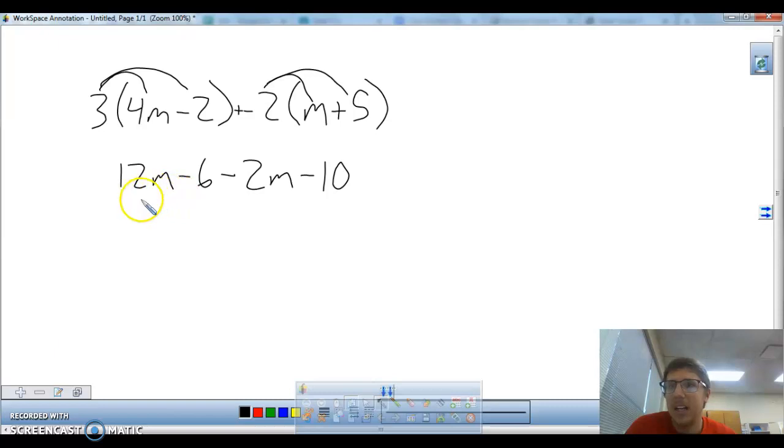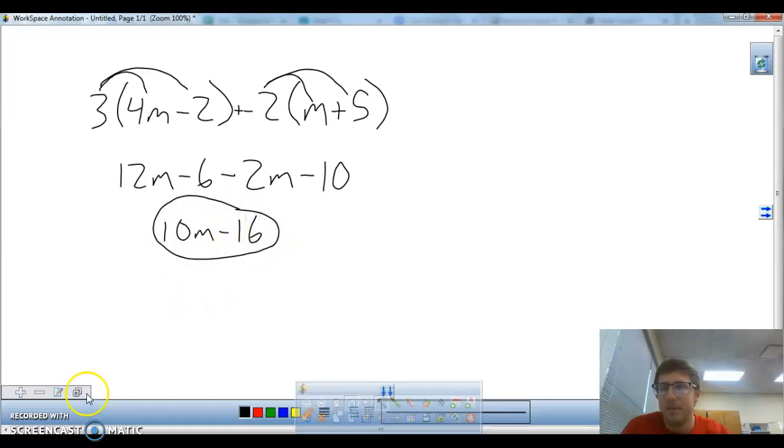Then you can combine like terms. 12m minus 2m gets you 10m. Negative 6 minus 10 more gets you minus 16. And then this would be it for this one, right? That's it. Nothing else you can combine.